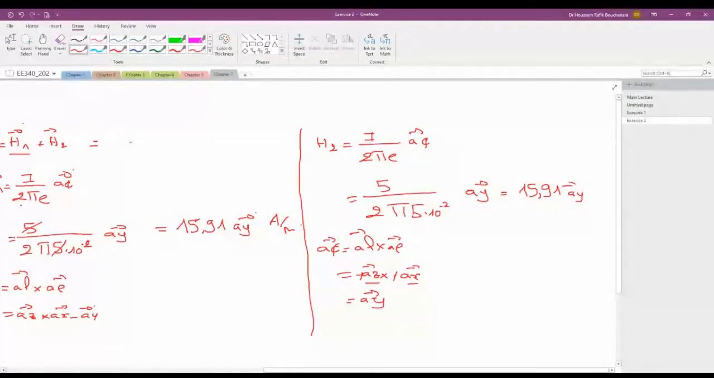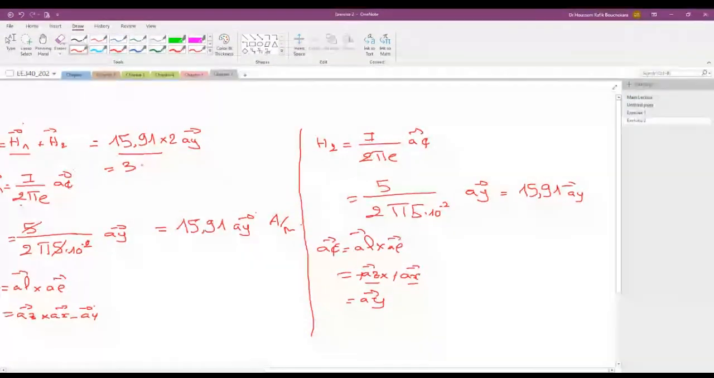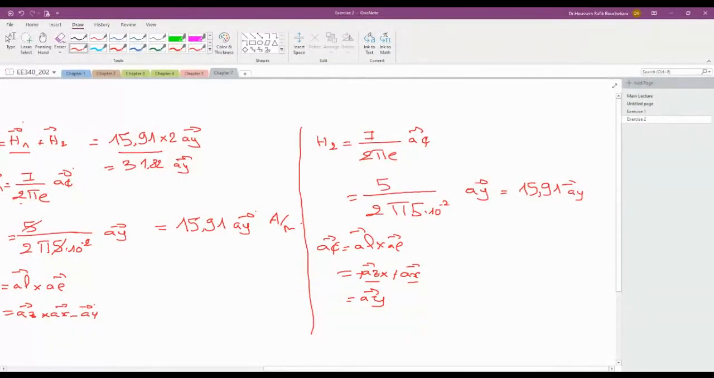If you add H1 with H2, what do you get? 15.91 times 2 is equal to 31.82, right? Right or not, guys? Yes. This is H for the first case.